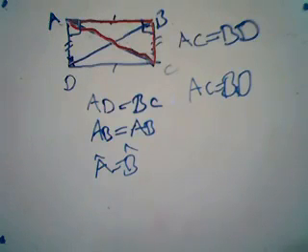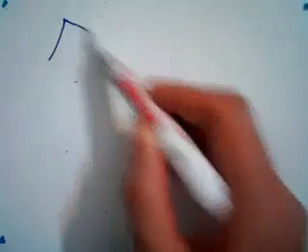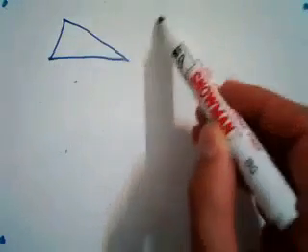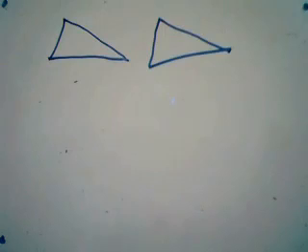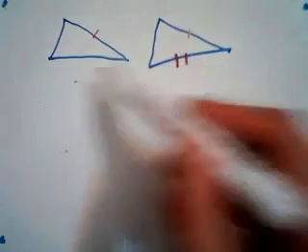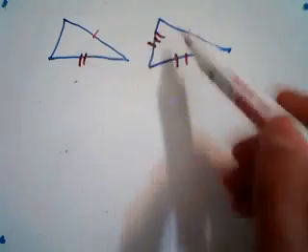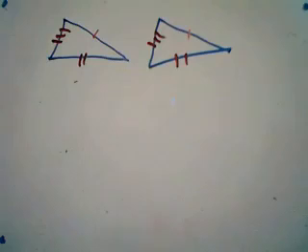And the second rule for congruency of triangles is that if the sides of two triangles are equal to each other, then the two triangles are congruent. Which means that if this side is equal to this side, this is equal to this, and this is equal to this, then the two triangles are congruent.